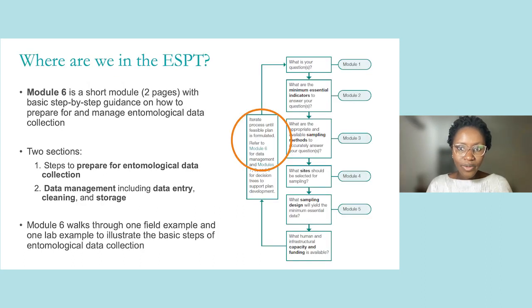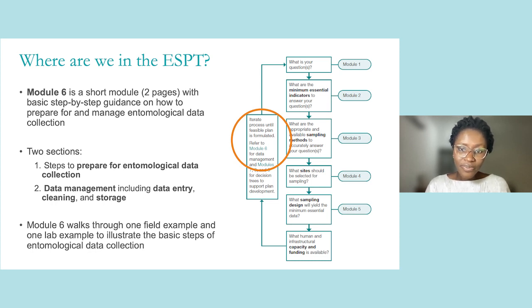To start, let's see where we are in the ESPT navigation tree. As you can see on the right, now that we have gone through modules 1 through 5, we are directed to iterate the process as needed until a feasible plan for entomological data collection is formulated. Module 6 is a short 2-page module that provides basic step-by-step guidance on how to prepare for and manage entomological data collection. Module 6 is divided into 2 short sections: how to prepare for entomological data collection and data management best practices, including data entry, cleaning, and storage.